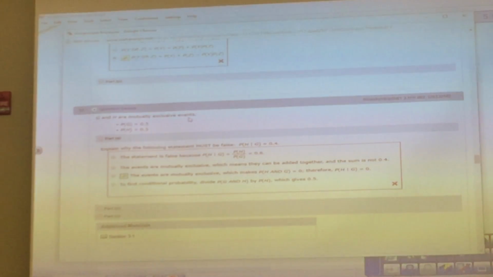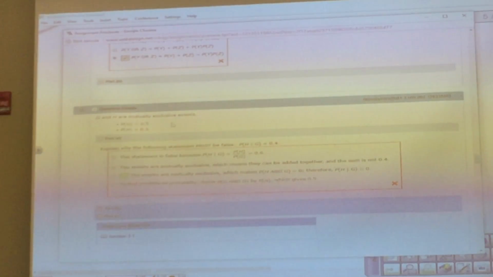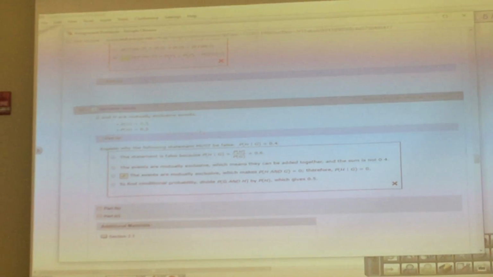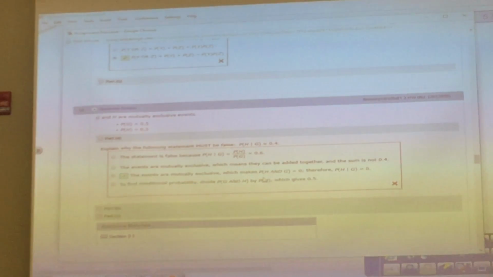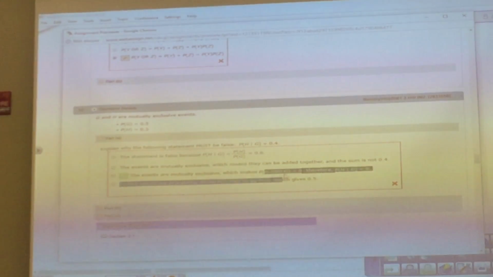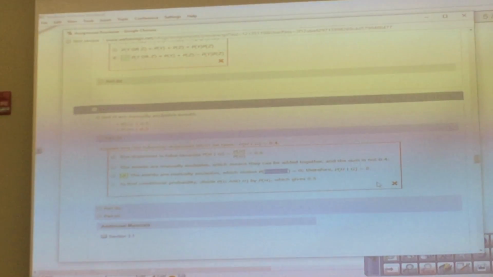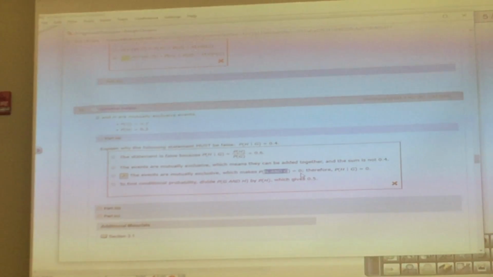G and H are mutually exclusive. So what's the probability of being G and H? Zero. Okay, so that's what that's saying. If they're mutually exclusive, what it's saying is that the probability of being both H and G is 0.